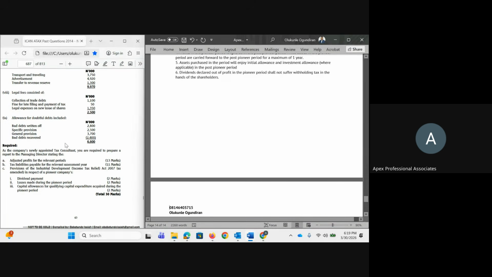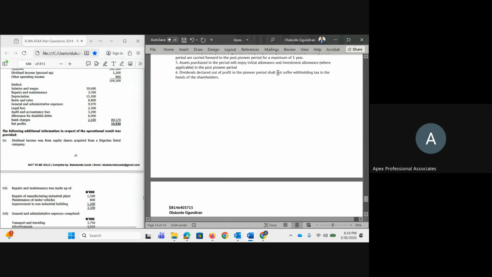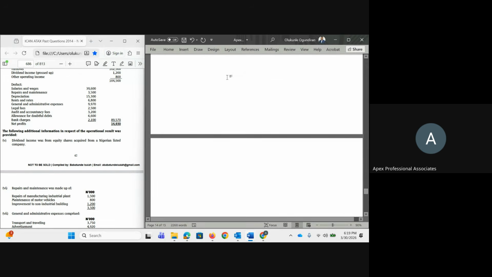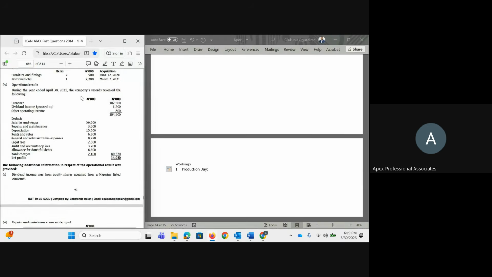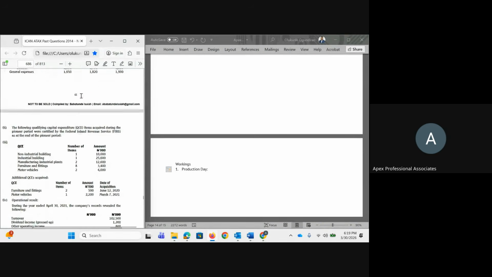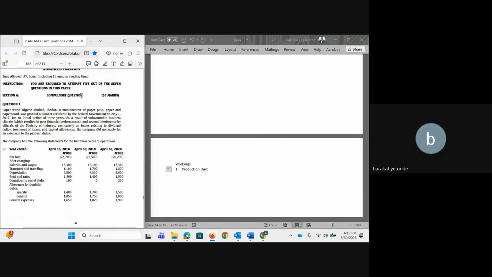So the first thing you want to do here, remember, my own approach to this thing is that you should deal with the workings, and at least the first thing you want to know is, what is the production day? That's the first thing you want to identify, right? And remember, we said production day is the day that the company is granted the pioneer certificate. Right. What's the production day here?